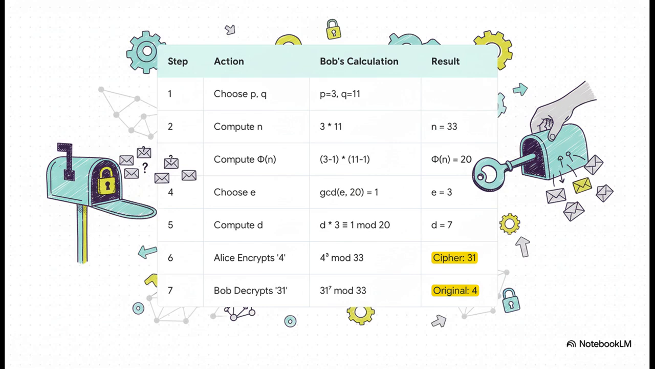She uses his public key to do a calculation, 4 to the power of 3 modulo 33, which gives her the scrambled message 31. She can send 31 over the open internet. Only Bob, with his secret private key 7, can do the reverse calculation, 31 to the power of 7 modulo 33, to get the original message back, 4. It looks like math, but it really works like magic.